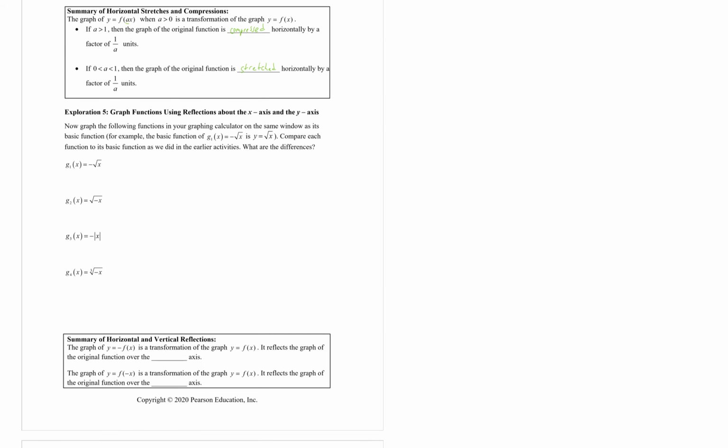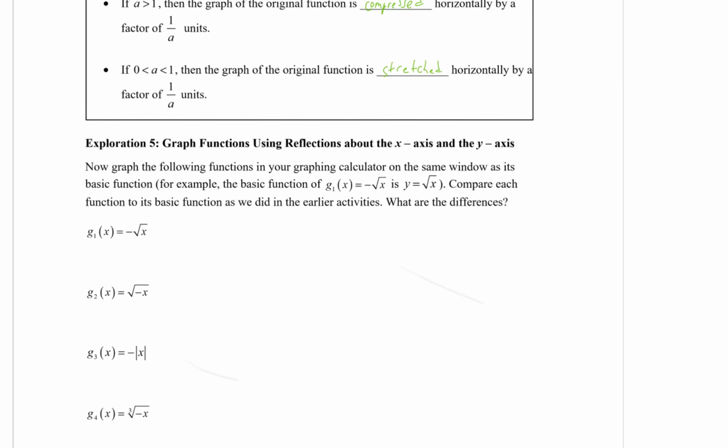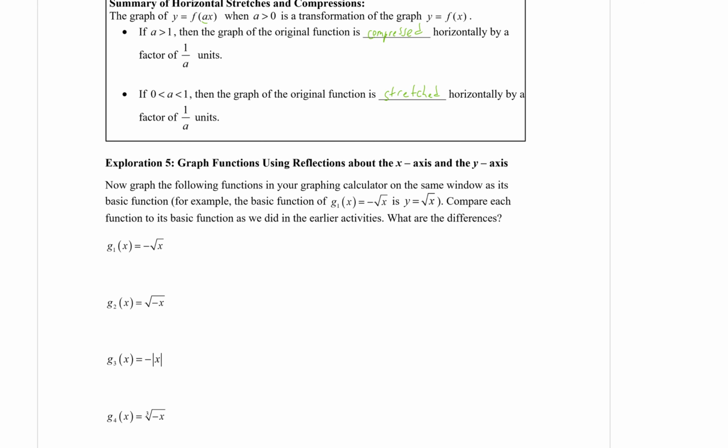So now we're on to reflections. The first thing we learned is translations, meaning the graph is going to move left, right, up, down. Then we talked about compression or stretching. The graph is going to get squeezed or shrunk, or stretched. And now we're going to talk about reflecting. Literally, the graph is going to quite literally reflect over the x-axis or over the y-axis. It depends on where a negative is.